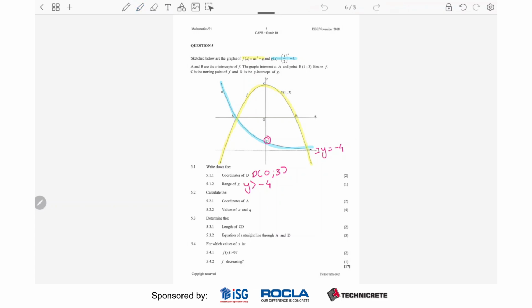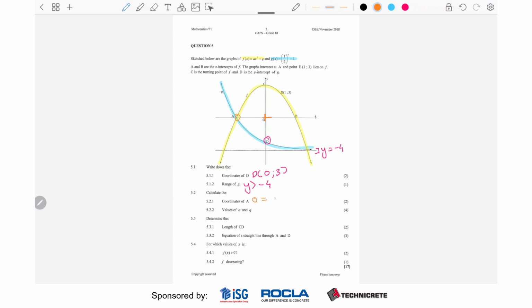Now they want us to calculate the coordinates of A. So A is this point here. A is the point where g of x is equal to f of x. But we also know it's along the x-axis. Therefore, at that point, the y value will be 0. So we can make f of x equal to 0.